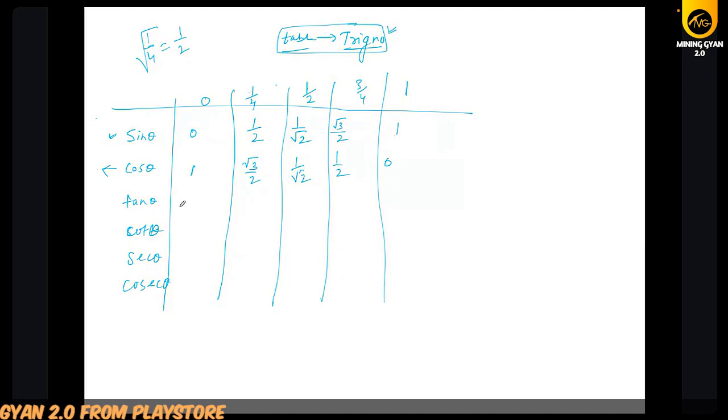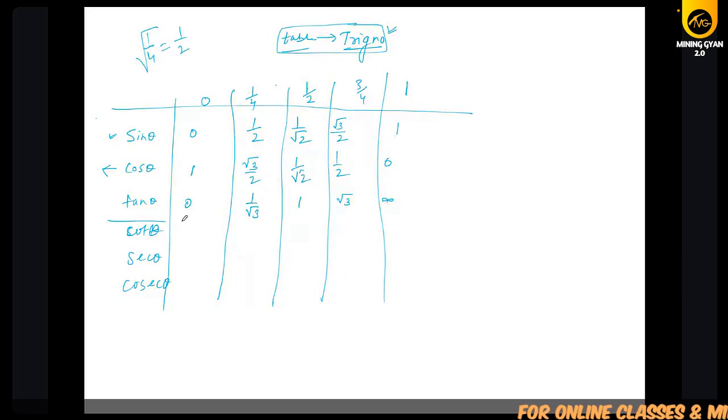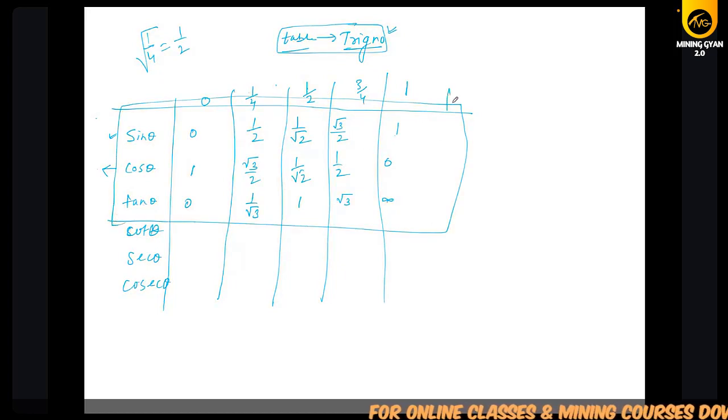Tan said, divide the sin by cos. So it will be 0. It will be 1 by root 3. It will be 1. It will be root 3. It will be infinity. Please remember at least this table.